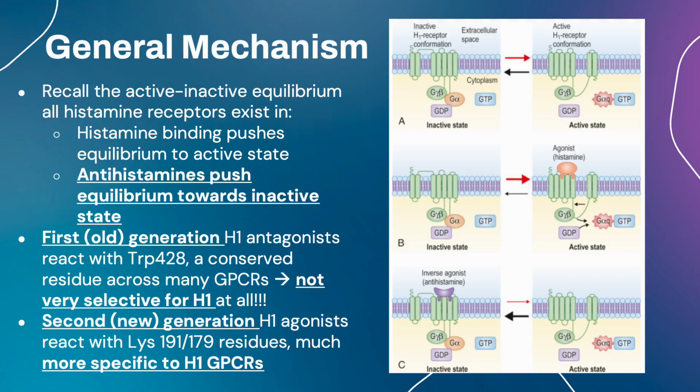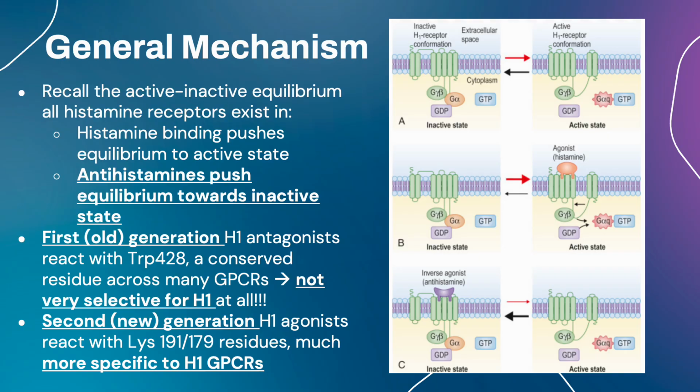So we're going to have more receptors that are active, sending downstream signals, and antihistamines can simply be thought of as an inverse agonist. They're just going to bind to a different area and cause the equilibrium to shift towards the inactive state, so that the receptors are less responsive to histamine molecules and send less signals in general.